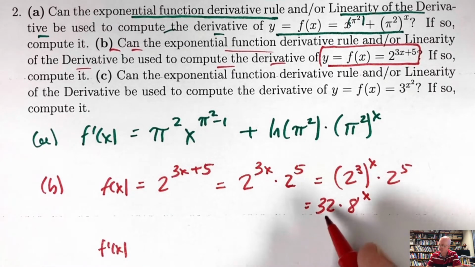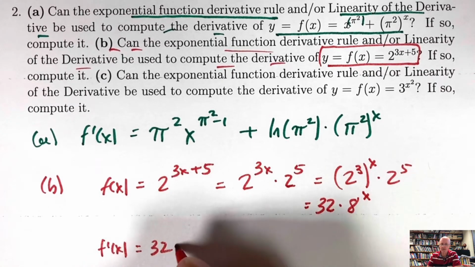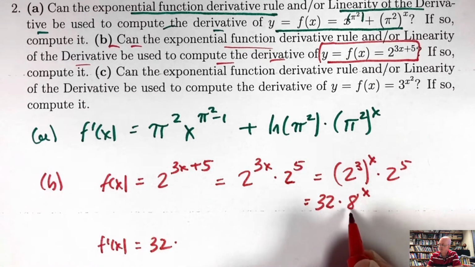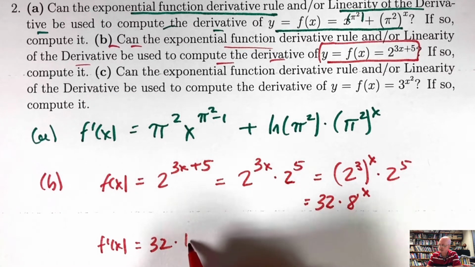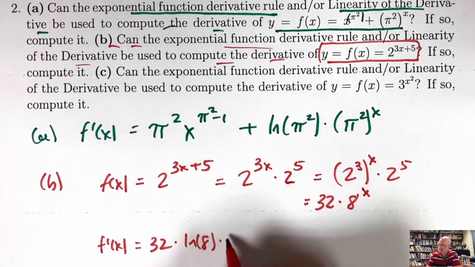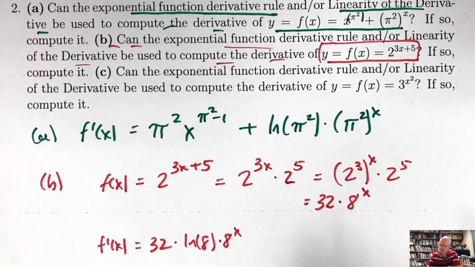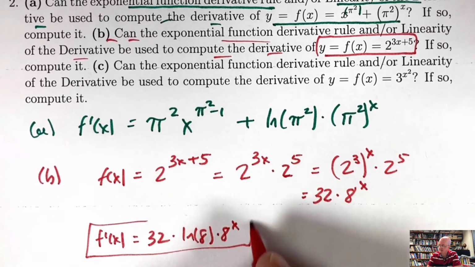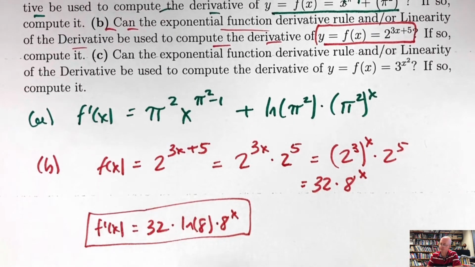Linearity implies that 32 just gets carried along for the ride. And then you have, that's an exponential function, 8 to the x. The base is 8. We would get natural log of 8 times 8 to the x for its derivative. Okay? And that's probably the simplest way that you can write it. And that would be the derivative for part B.